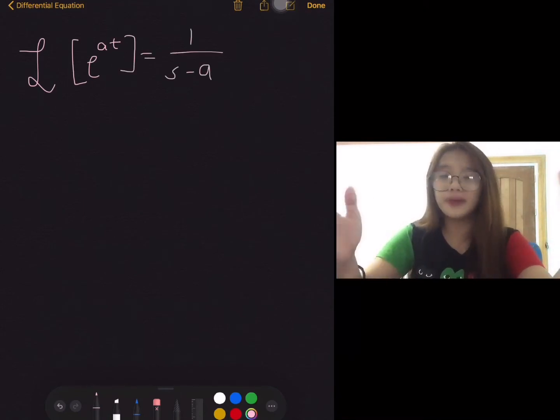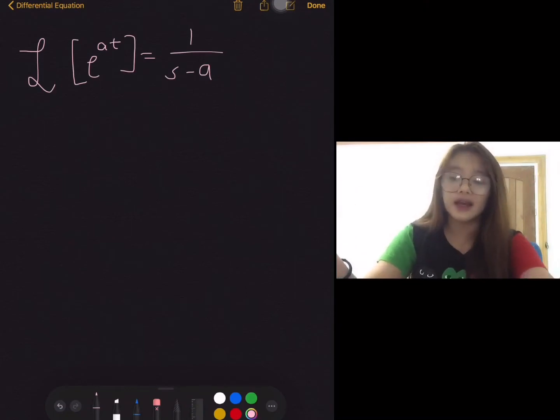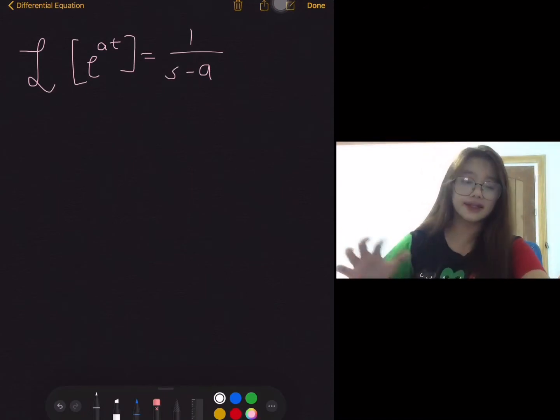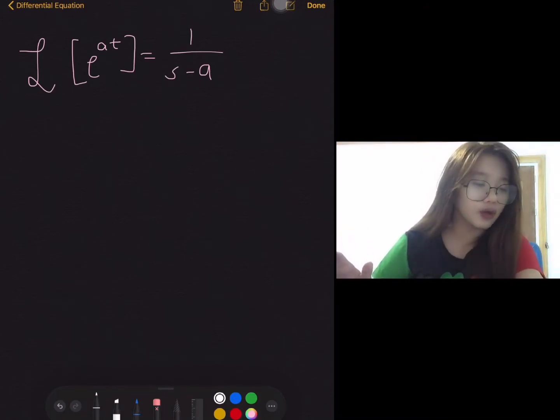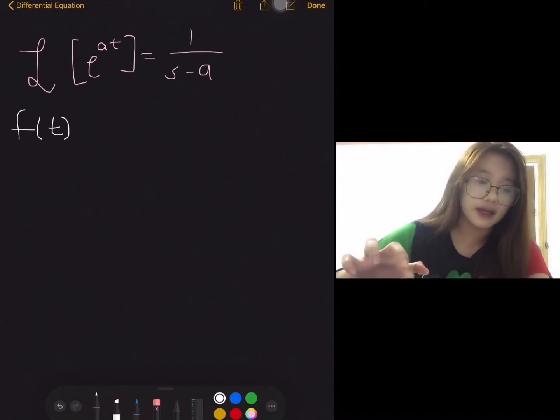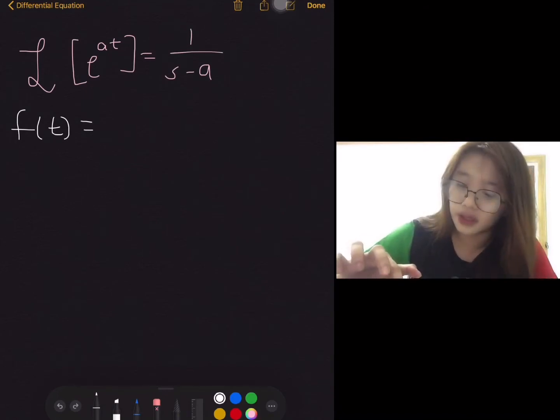Here we will determine what our a is. So let's have an example for clarification. Let's say we have f of t equal to e raised to, let's use negative 2t.